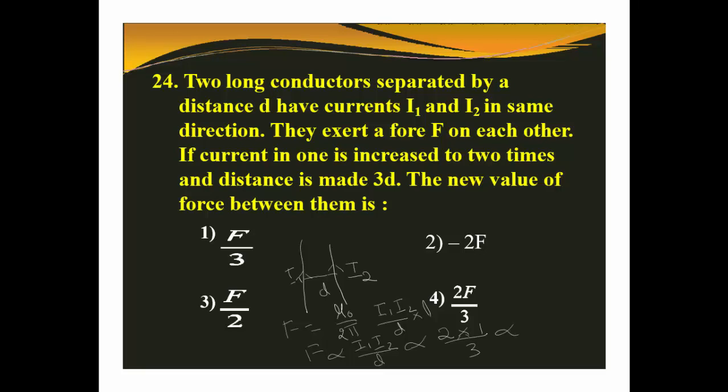So what happens here? 2 by 3 means the new force will be 2 by 3 times F. 2 by 3 times F means which option is correct? The fourth one. I have written direct steps here, not to increase too many steps. Force is directly proportional to the product of the two currents and inversely proportional to distance. L is constant, so I will not count L. In one the current is increased 2 times, so I1 is replaced as 2, and I2 is replaced as 1 since nothing changed. D is made 3 times, as given in the question, so it is 2 by 3 times, which means option 4.